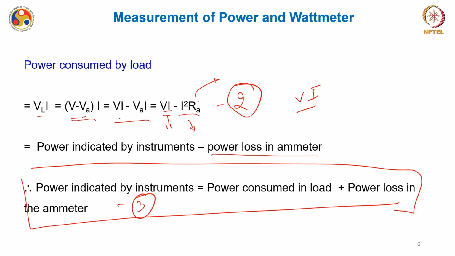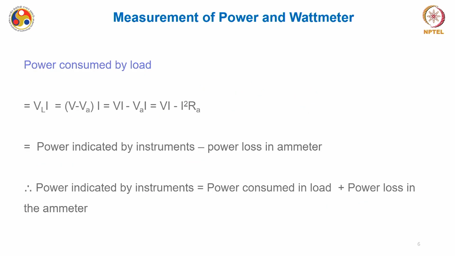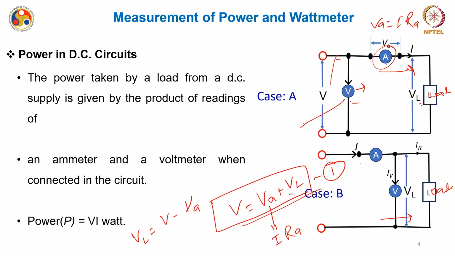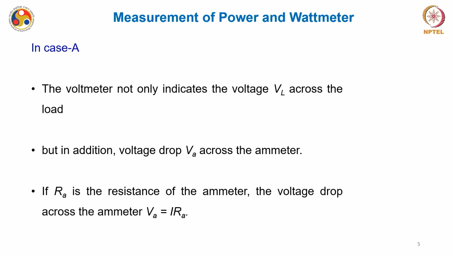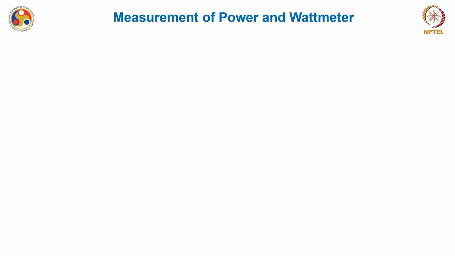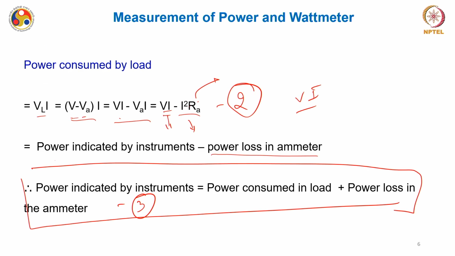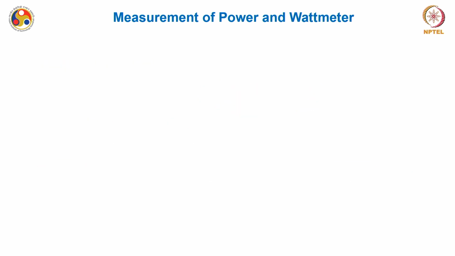So the power indicated by the instrument, whatever power that you are seeing, is equal to the power consumed in the load plus the power loss in the ammeter, because V is the voltmeter reading, and the ammeter is giving you a current I, and that's what you will see. You will find the voltage and the current, and multiply them to get the power. This was the indicated value by the instrument, and this is equal to the power consumed in the load plus the power loss in the ammeter.